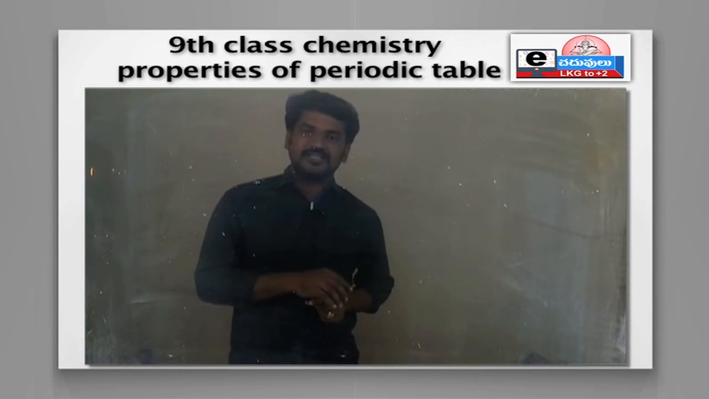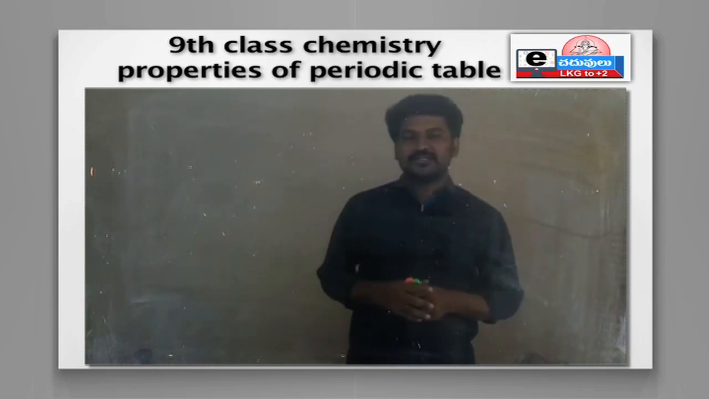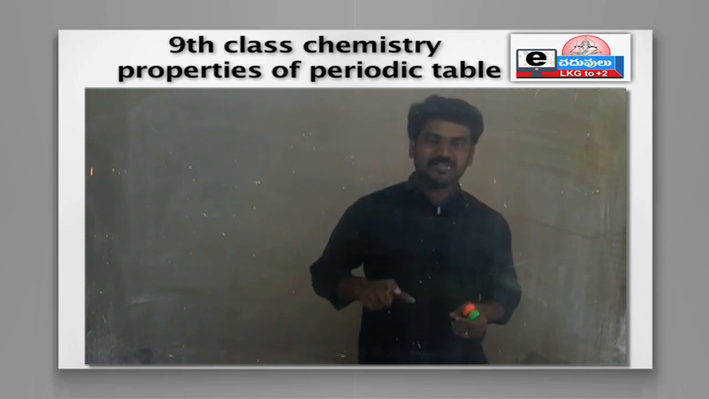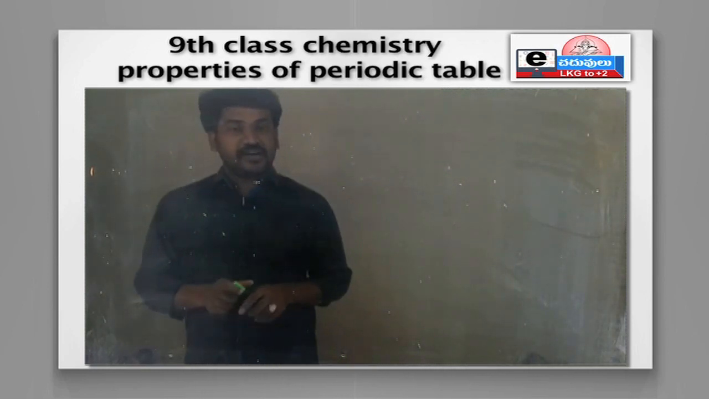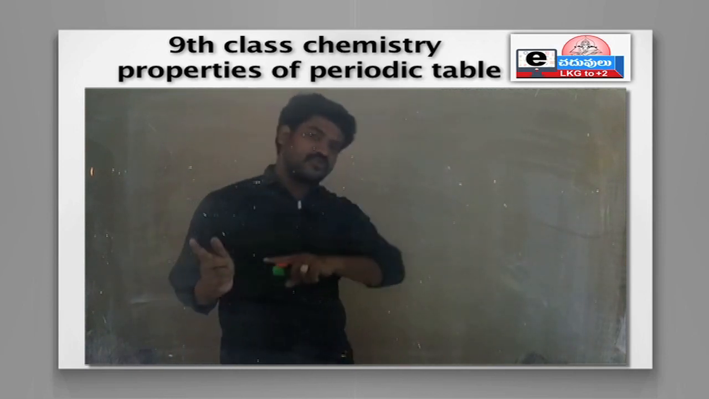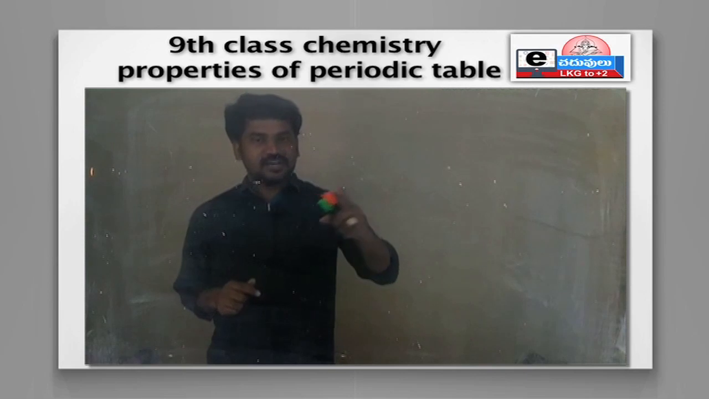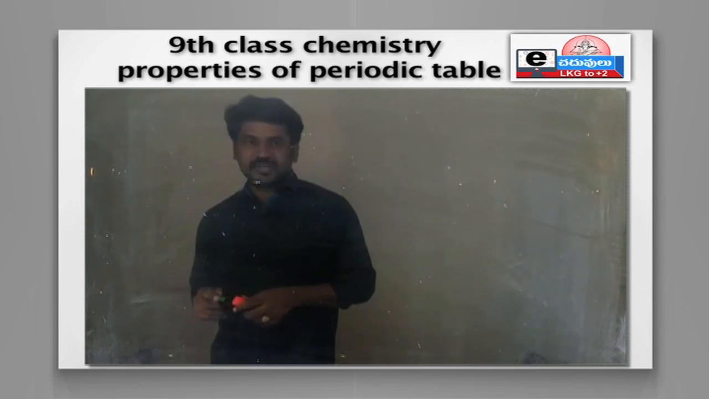And how does ionization energy change in groups and periods? In groups, ionization energy decreases as the atomic radius increases. In periods, ionization energy increases from left to right. Why? Because as the atomic radius decreases, ionization energy increases.